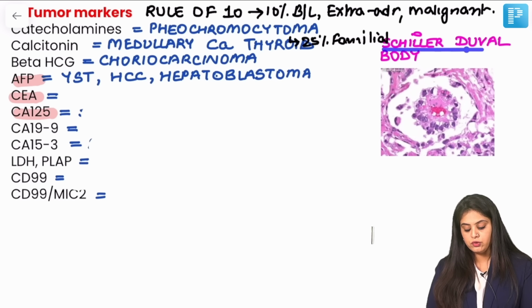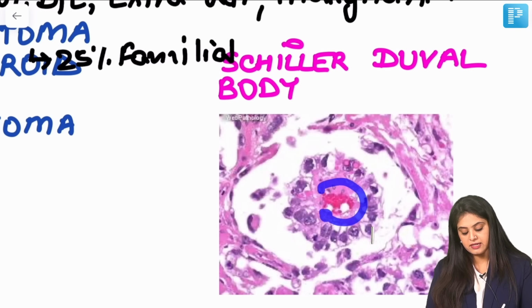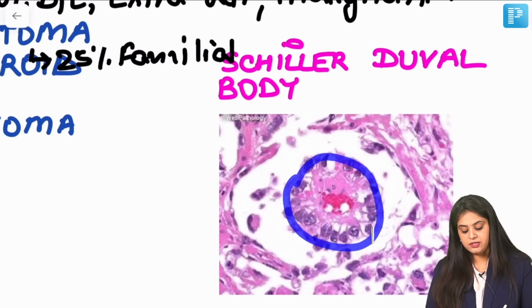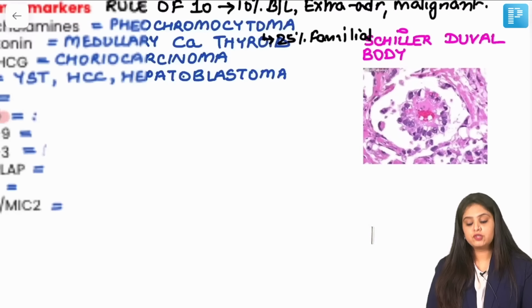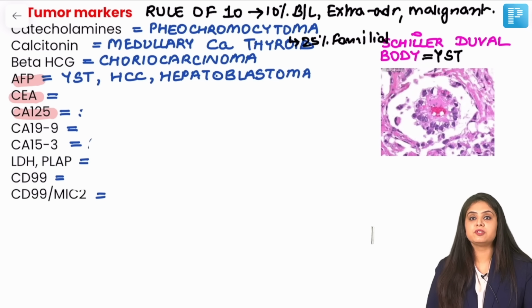Please mind it over here, yolk sac tumor, if they tell you to identify under the microscope in gynecology, it is going to show you the Schiller-Duval bodies. And how do you identify Schiller-Duval bodies? By looking at a blood vessel in the center, and then the tumor cells are arranged around it. So Schiller-Duval body is going to be seen in yolk sac tumor, and that shows you alpha fetoprotein positivity.